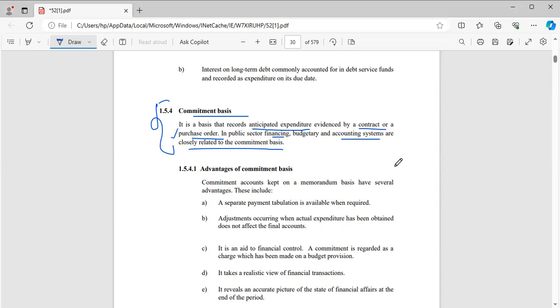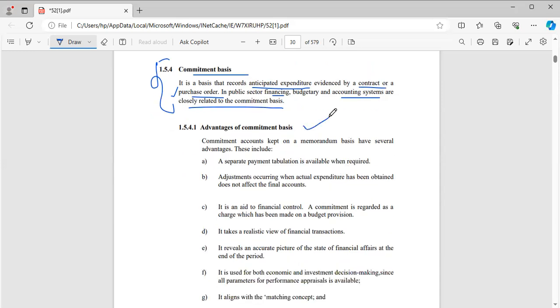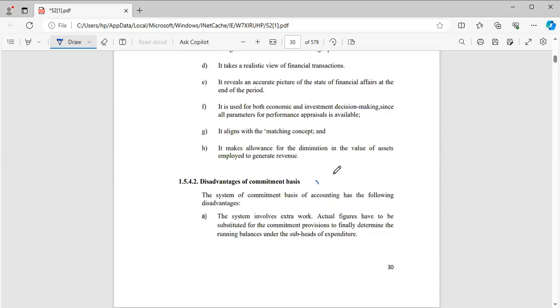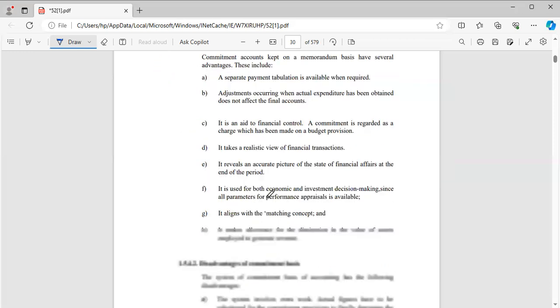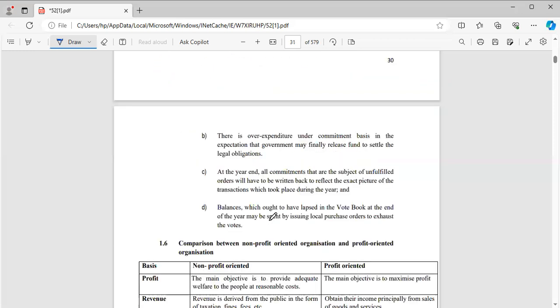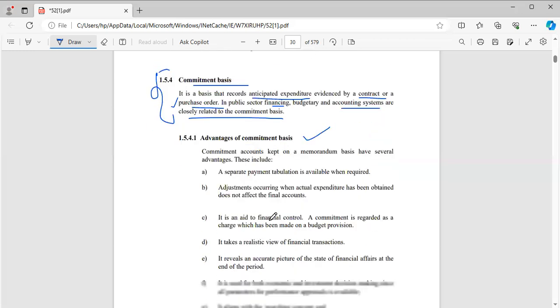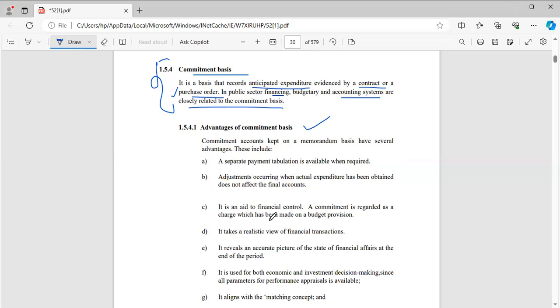All right. So please go through the advantages of commitment basis and go through the disadvantages, because when we meet next time, you are going to shed more light on what you understand by commitment basis and its advantages and disadvantages. Please go through them. I will just take one on my own part. Commitment accounts kept on a memorandum basis have several advantages.